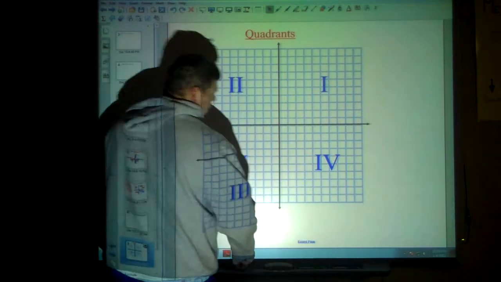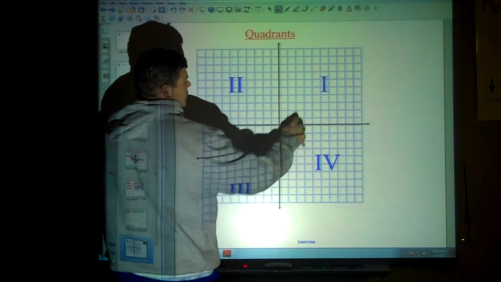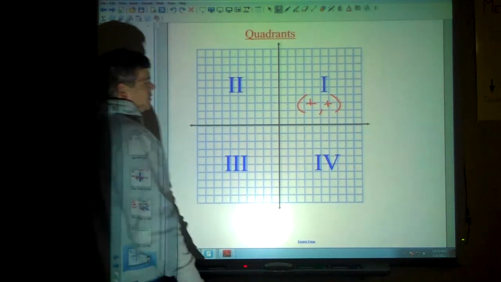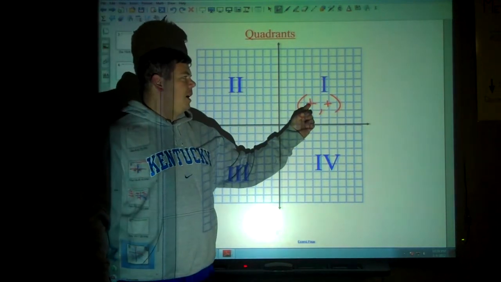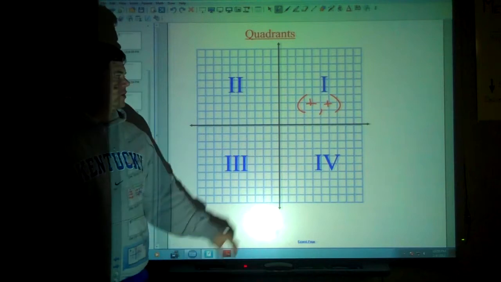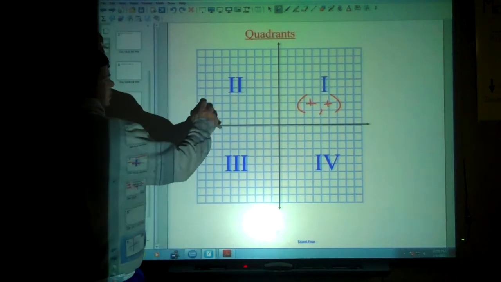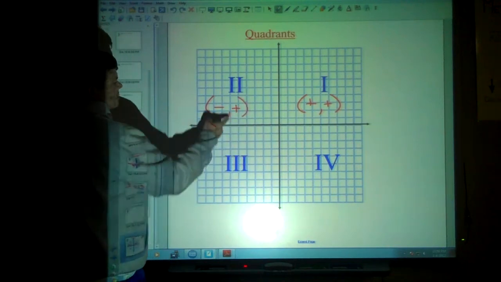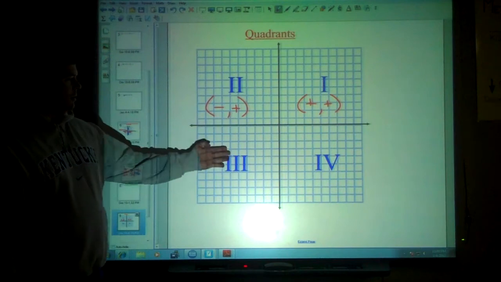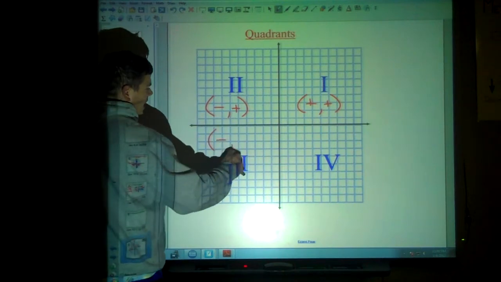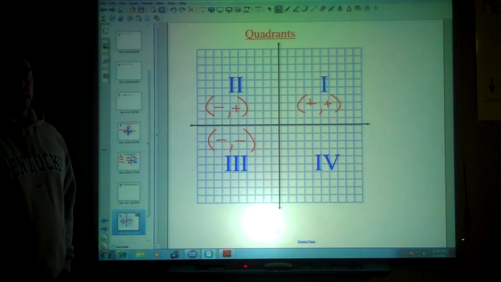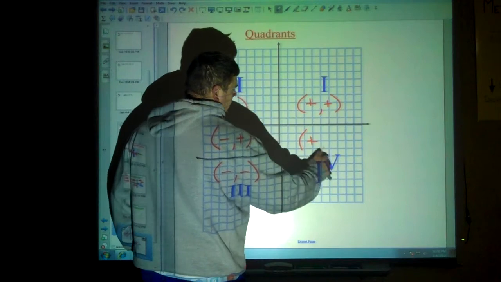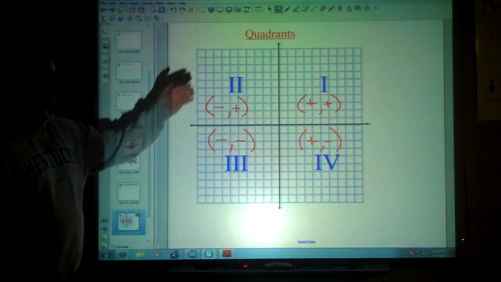Any coordinate that is in this quadrant, I'll tell you right now, the x value will always be positive, and the y value will always be positive. I'm saying positive values. Both your x and y will be positive if you're going to be in quadrant 1. If you're in quadrant 2, your x value has to be negative to bring you left, but your y value has to be positive to bring you up. If you're going to be in quadrant 3, both the x and the y are actually negative. And if you're in quadrant 4, the x value is positive to bring you right, but your y value is negative to bring you down.